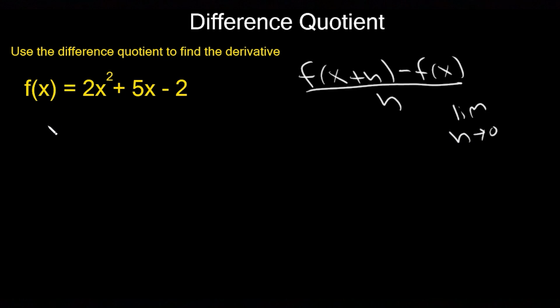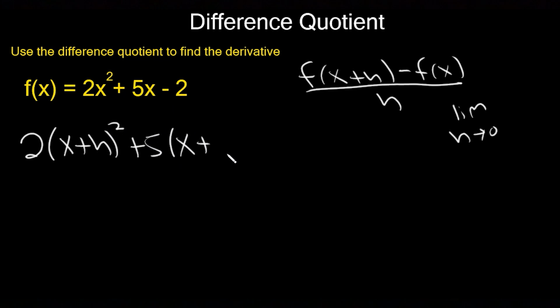So how do we do it? So the first thing we have to plug in is x plus h wherever we see an x. So this one's going to be a bit longer. You're going to have 2 times x plus h and then square it, okay? Then plus 5 times x plus h and then minus 2, okay? So I'm done with that part.